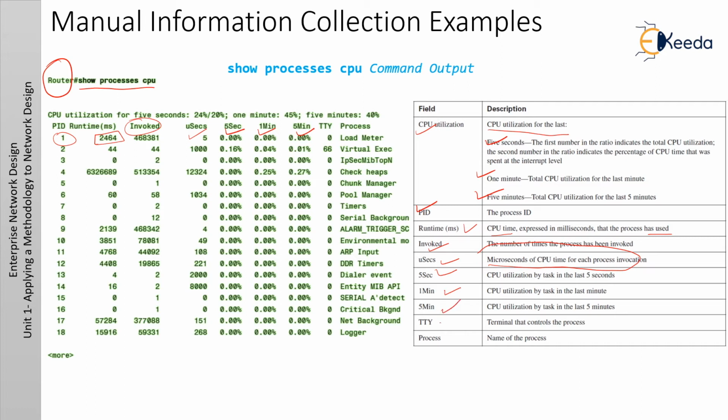TTY is the terminal that controls the process, that is, in which terminal we are running this process. Terminal 0 is the main server. Terminal 66 is virtual exec. Then the name of the process, like Load Meter, Virtual Exec, IPsec, Check Heaps, Chunk Manager, Pool Manager, Timers, Serial Background, Environmental, ARP Input, DDR Timers, Dialer Event, Entity MIB API, and Logger. So this is the manual information collection example.